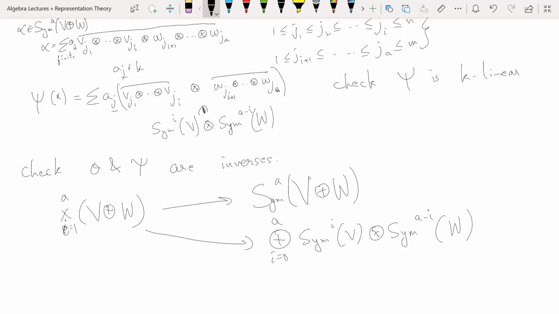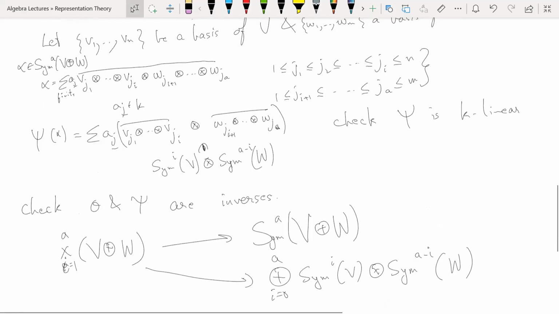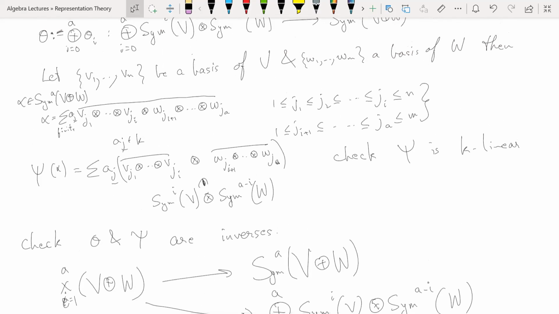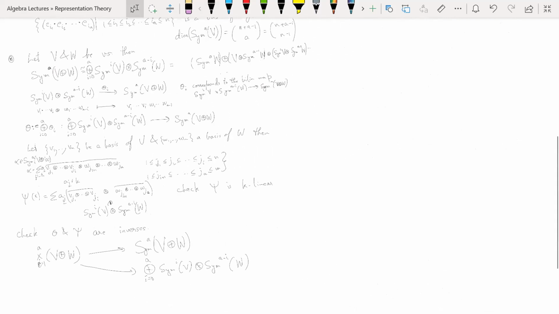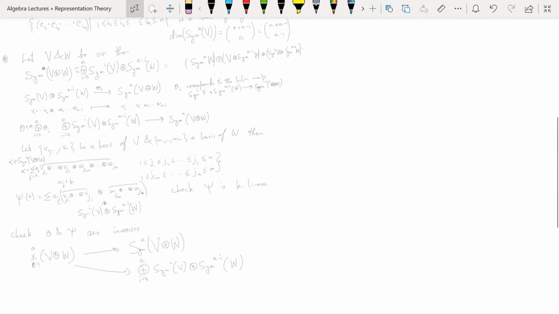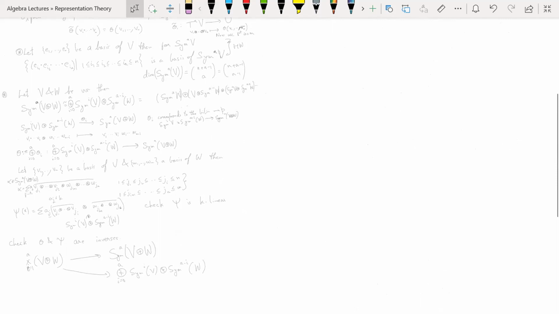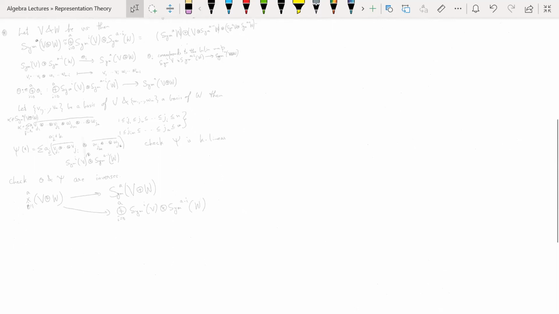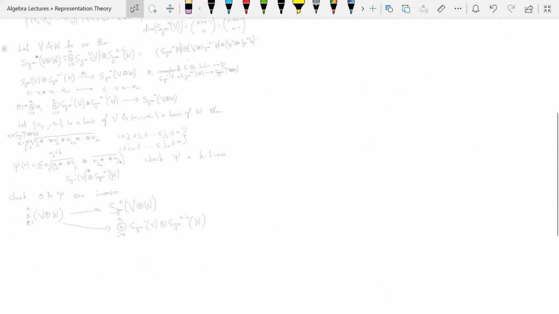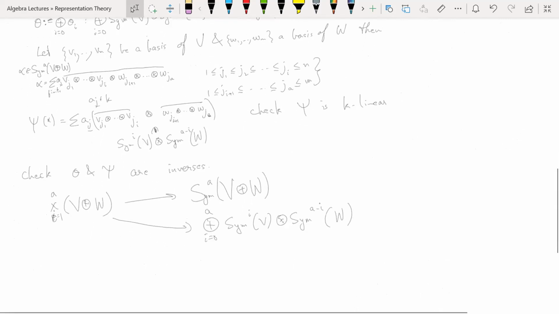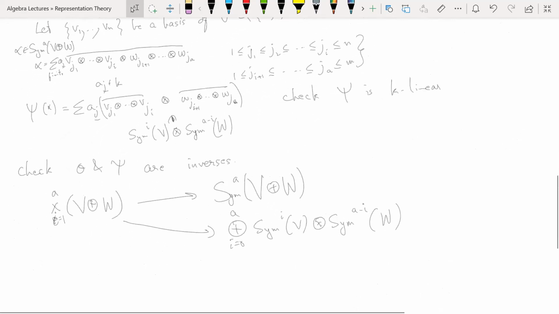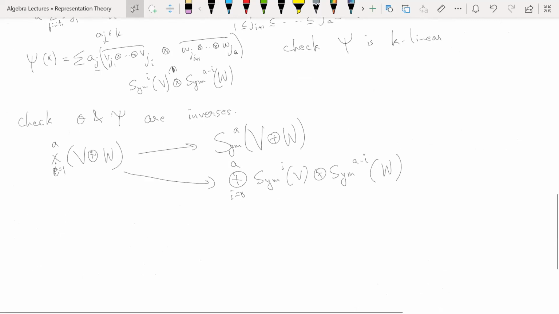And then checking that theta and psi are inverses is pretty straightforward. You just check it on a basis, or a generating set, that when you compose them in whatever order, you get the identity. And then maybe I'll just state that the symmetric algebra is just the direct sum of these guys.